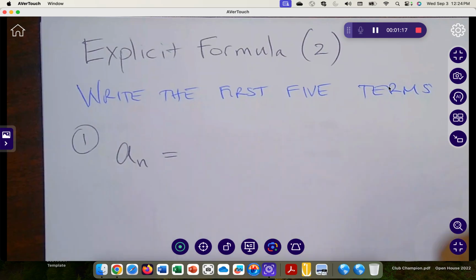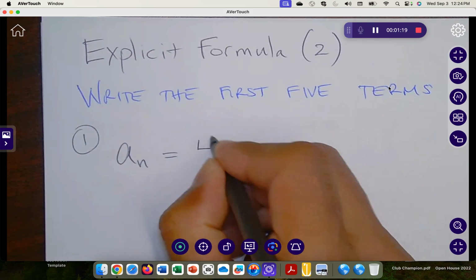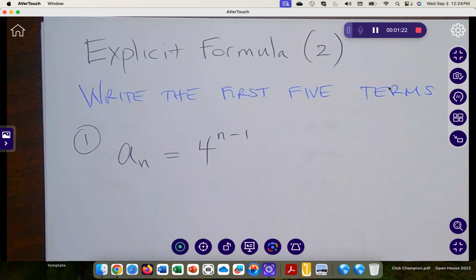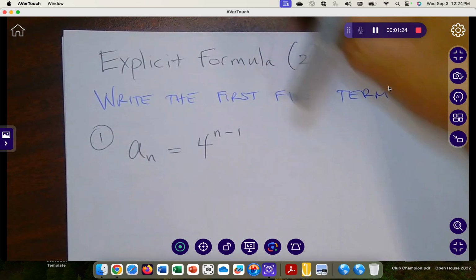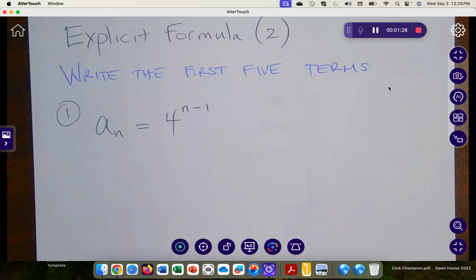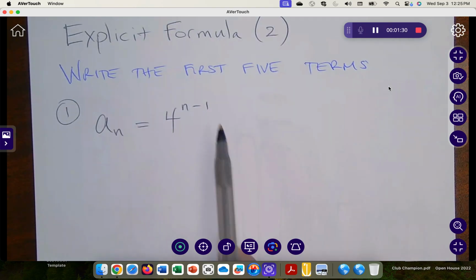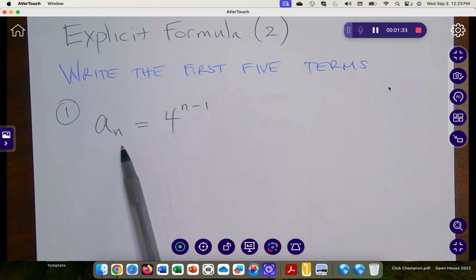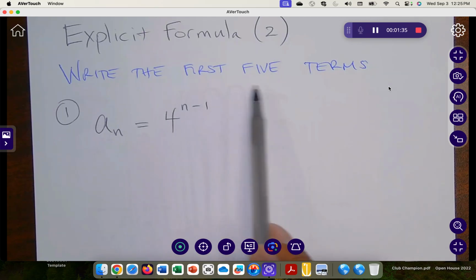A to the n is equal to 4 to the power of n minus 1. So we have seen this. We have done these. The only difference is they're not just asking you for 1. They're asking you to write what?